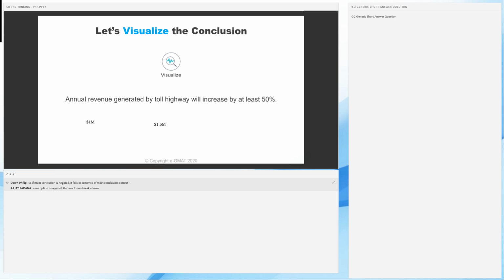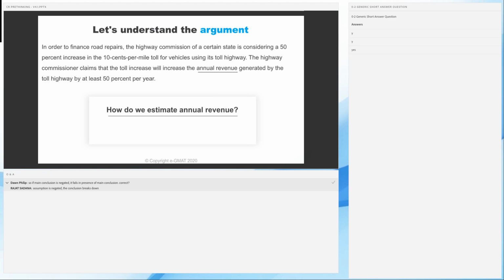Is that clear? That's what we are saying. Now, how do we estimate annual revenue? The argument's right up there. Given this argument, how do we estimate annual revenue? Number of miles traveled times price, right? Those of you talking about trips, where do you see trips in this argument? Do you see trips in the argument at all? Do you see drivers in this argument at all? It wasn't there in the argument. It was there in the answer choices. Right? So annual revenue is toll per mile multiplied by total number of toll miles.